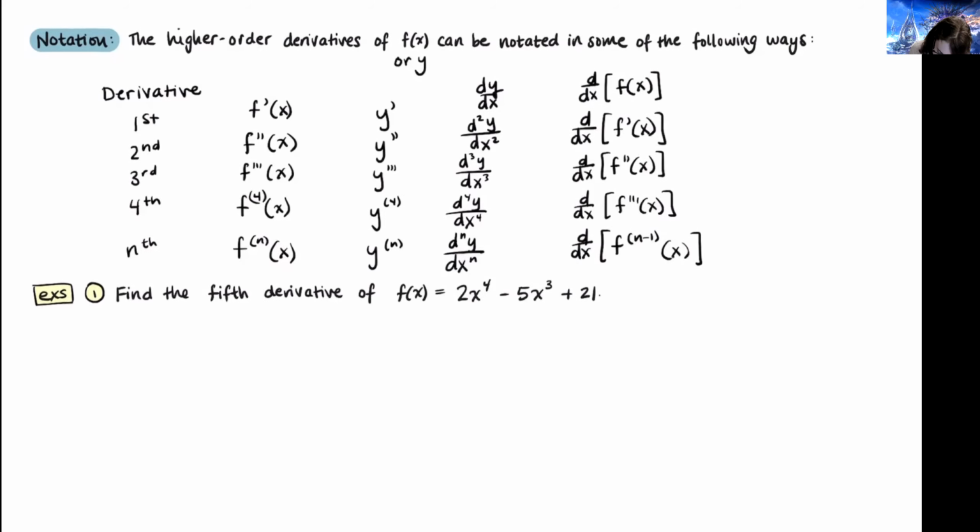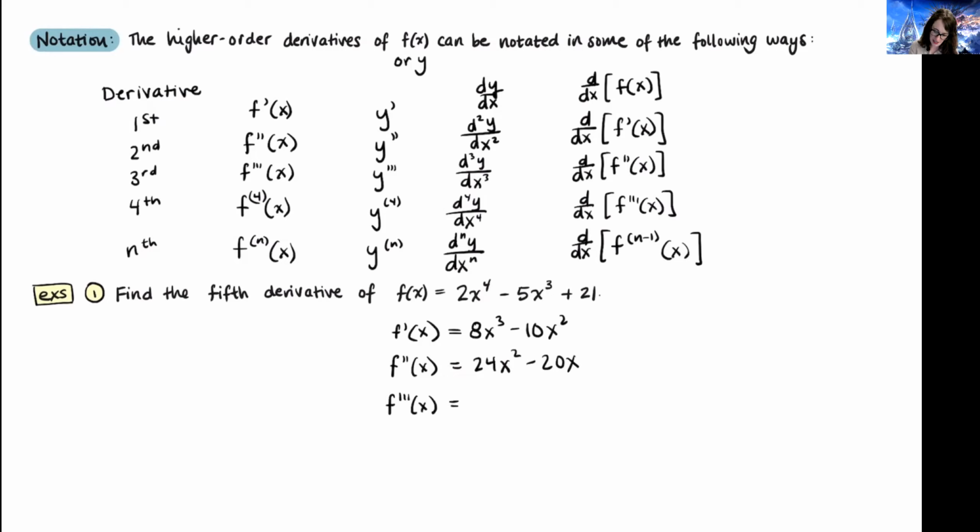So we'll find f prime of x first. Okay, so that'll be 8x cubed minus 10x squared plus 0. All right, so there's f prime of x. F double prime of x, or the second derivative. This will be 24x squared minus 20x to the first. All right, f triple prime, the derivative of the second derivative. In other words, the third derivative.